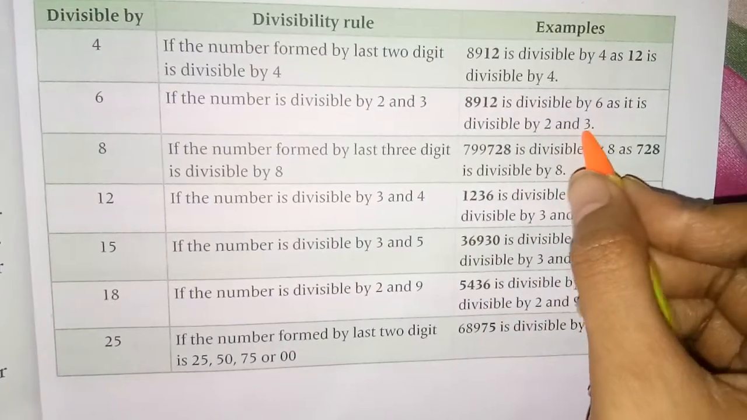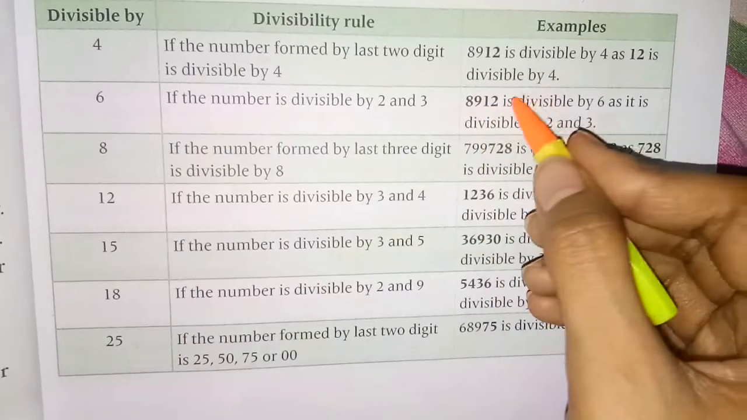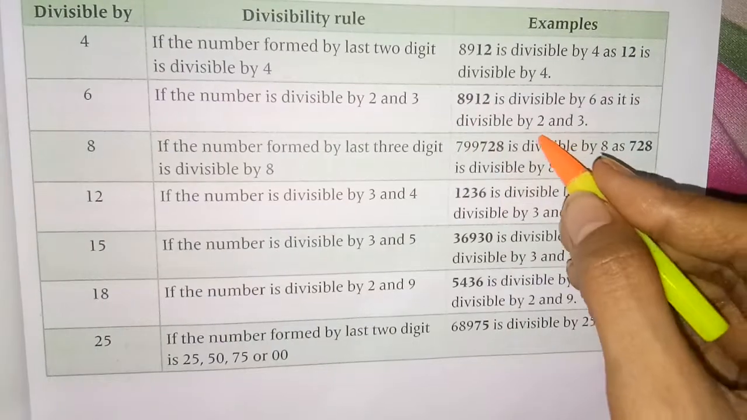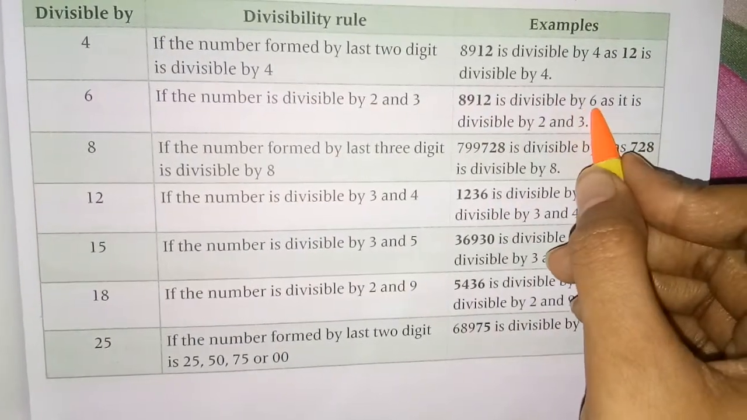What is the divisibility of 3? If we find out the sum of these digits, then that sum will be divisible by 3. So if it is divisible by 2 and 3 both, then it will be divisible by this 6 also.